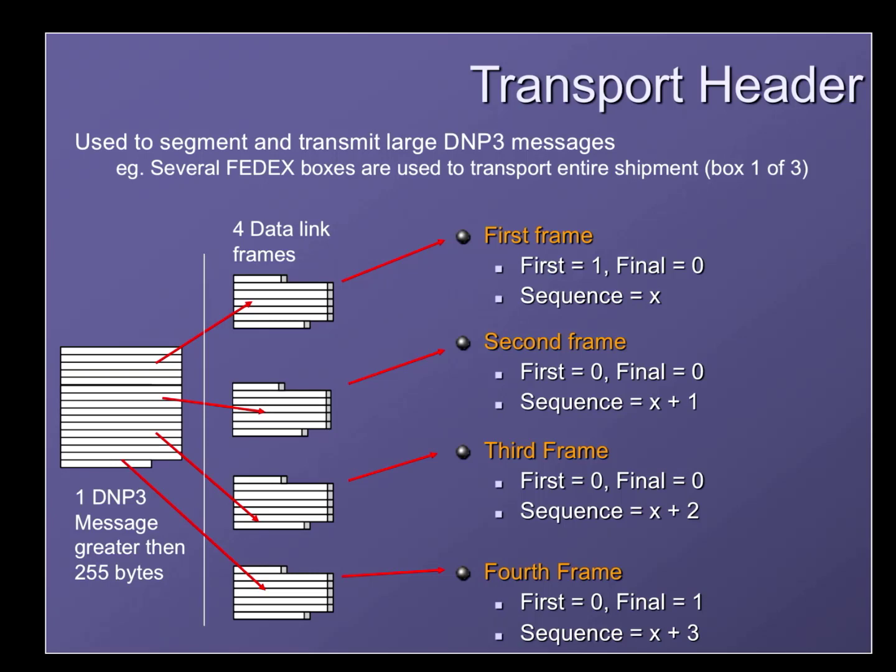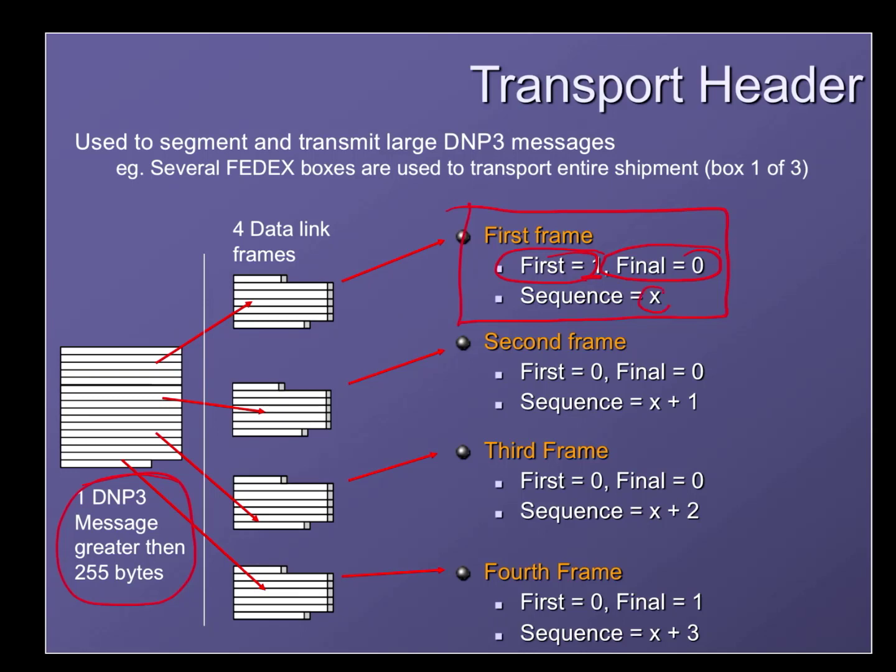So we've got one giant DNP message that has to be broken into frames of 255 bytes each. And so what would the transport header look like? Well, first of all, for the first frame, what it would mean is it's the first frame of the message, indicated by a 1. It's not the last frame, indicated by a 0.